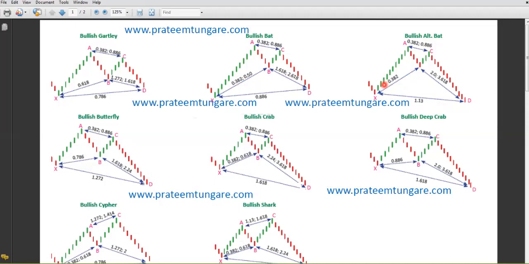So which pattern should we consider first? Very, very simple. We will consider the pattern where the XD ratio is smaller. Here it is 0.886 and here it is 1.13. So we would consider this pattern first, because if we consider the other pattern first and it reverses from the 0.886 Fibo, this will become an invalid pattern. So always we will consider the smaller Fibo first.